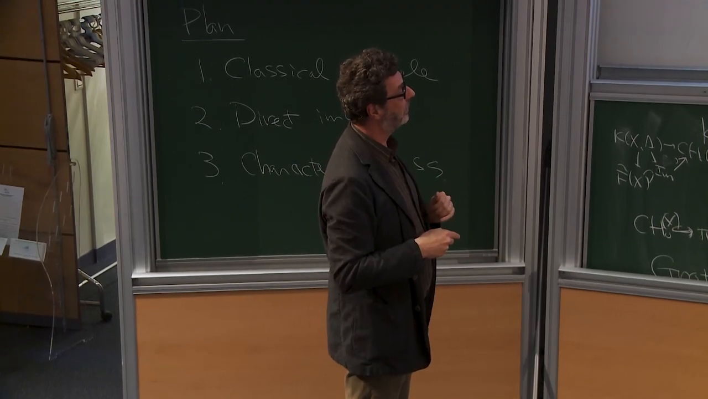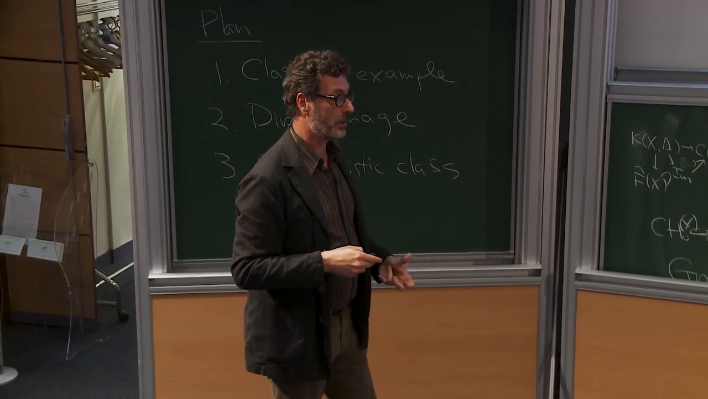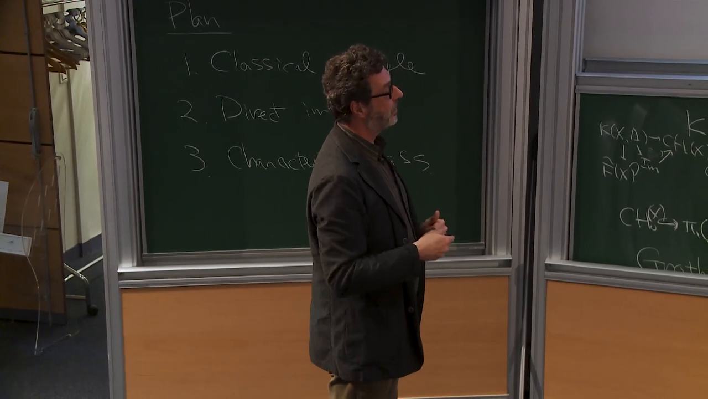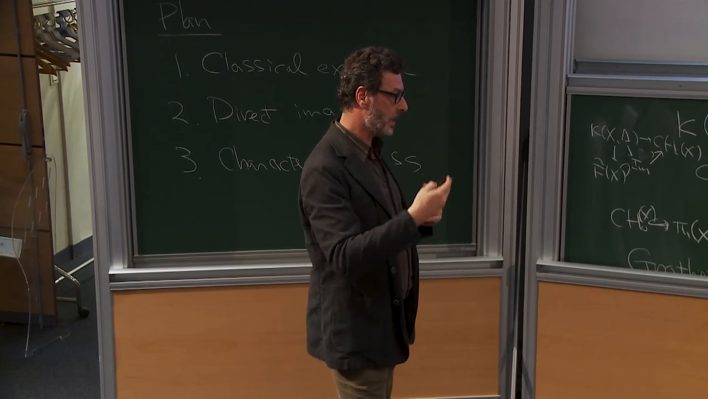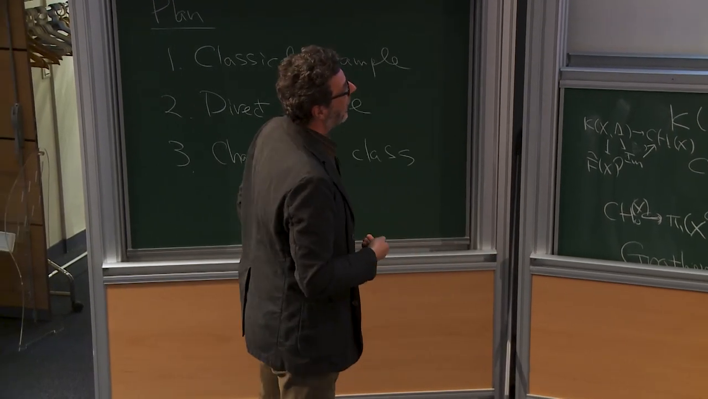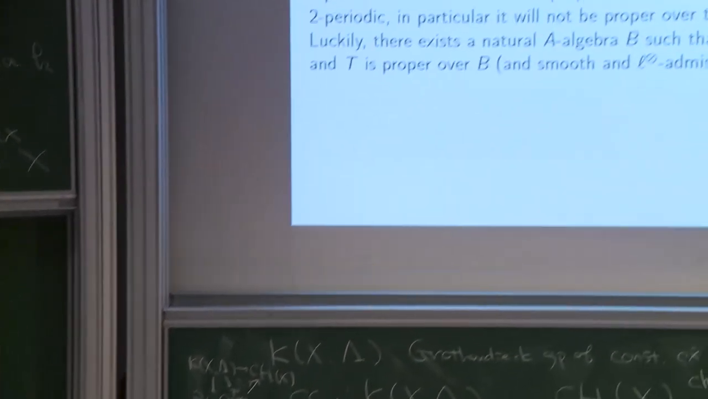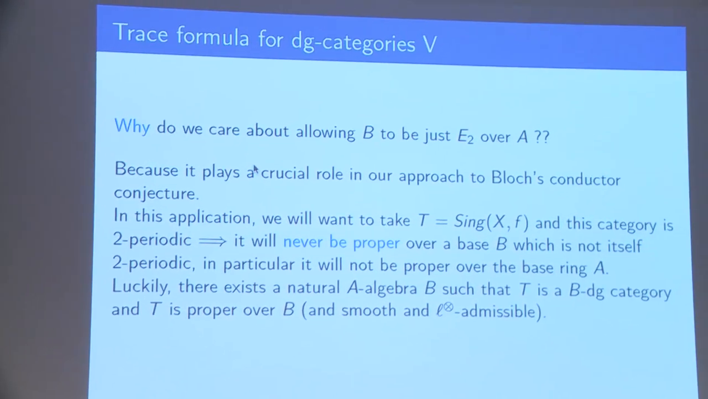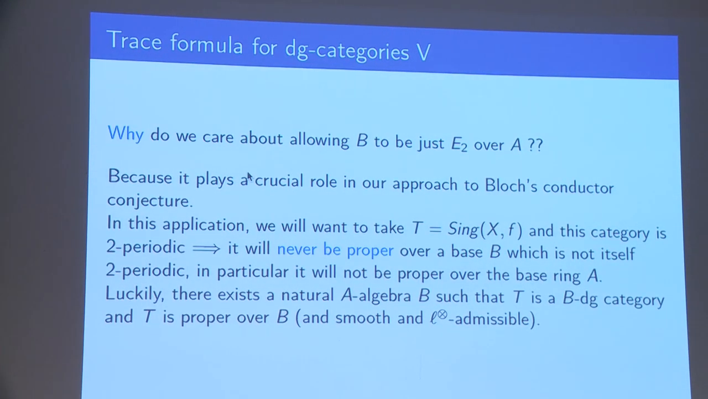It's completely impossible. So in particular, it will not be proper over the base ring A, which is a usual commutative ring. So we need to find an A algebra, something like that, on which this singularity category is proper. And luckily, there exists a natural A algebra, we'll describe it in a moment, B, such that T, this singularity category, is a DG category which is proper over B, and also smooth and admissible, but that's another story. The difficulty here is proper. That's why we need this fancy E2 stuff.